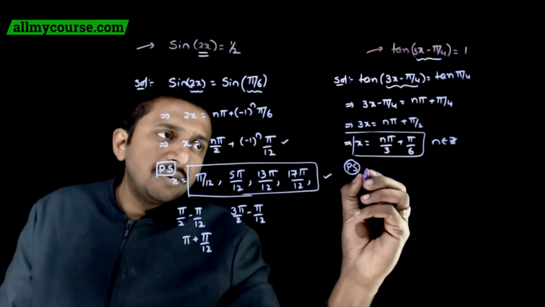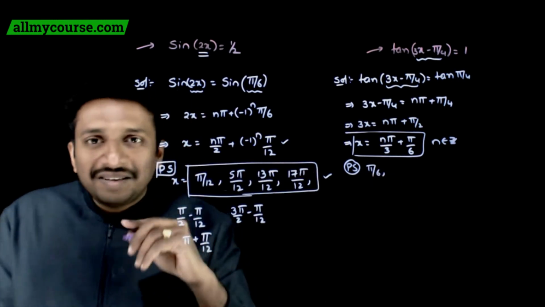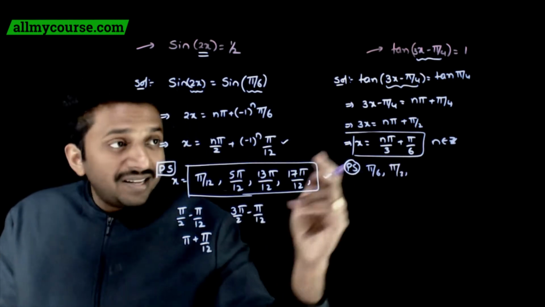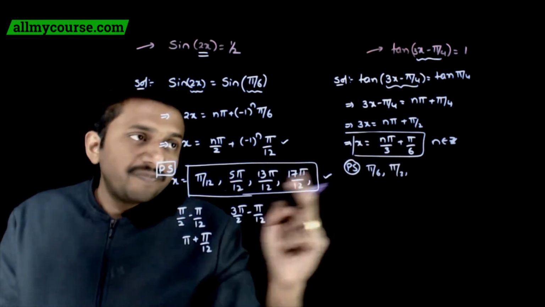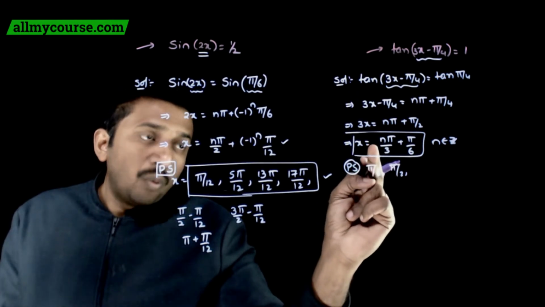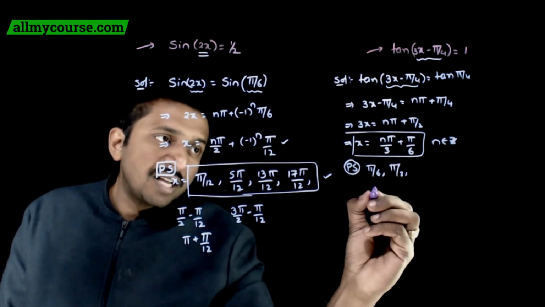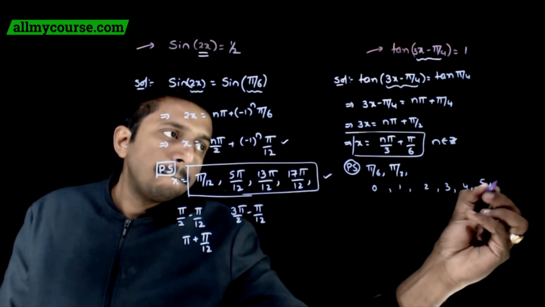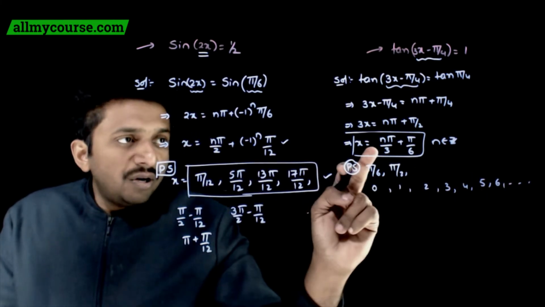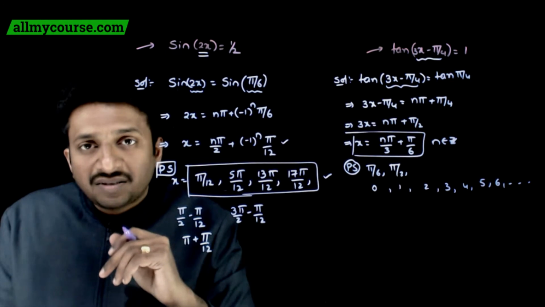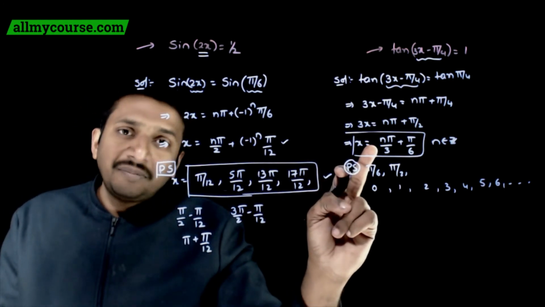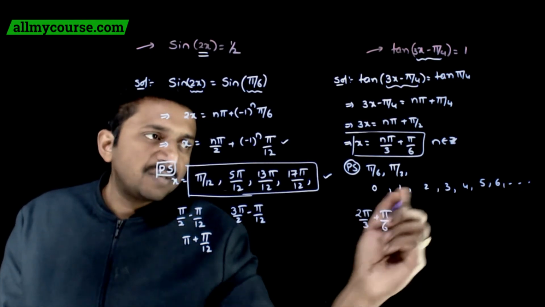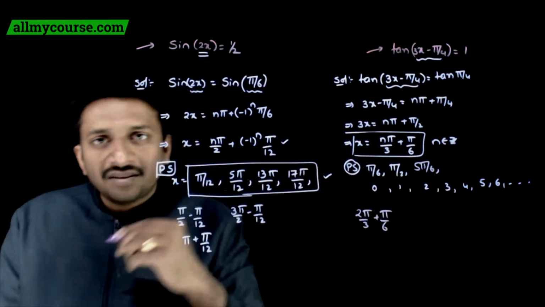If you put n equal to 0, you're getting pi by 6. If you put n equal to 1, pi by 3 plus pi by 6 is pi by 2. So this corresponds to n equal to 0, this corresponds to n equal to 1. Corresponding to n equal to 2, you have 2 pi by 3 plus pi by 6. So 4 pi by 6 plus pi by 6 is 5 pi by 6.